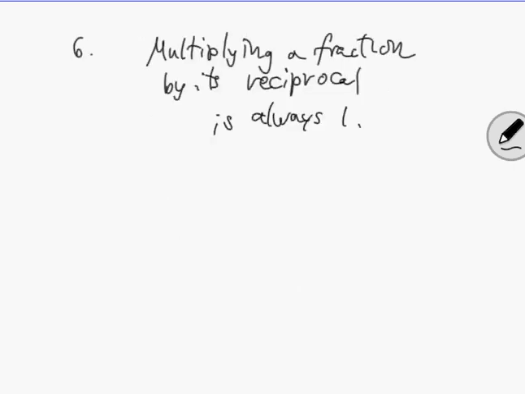And question 6 says multiplying a fraction by its reciprocal is always 1. So if I take any fraction, let's just use something simple, 2/3. If I multiply that by its reciprocal, in this case 3/2, I get 6/6, which is equal to 1. Well, that looks like it's true.